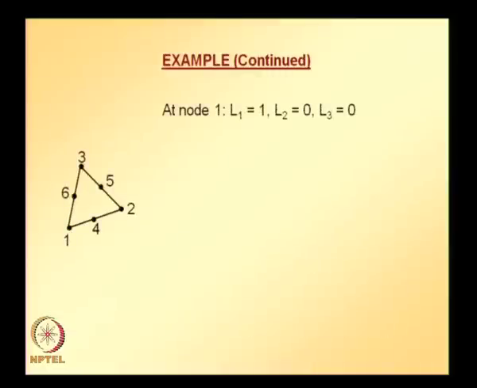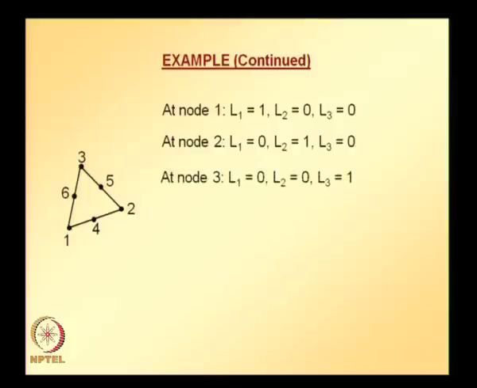At node 1, it is similar to the 3 node triangle: L1 is going to be 1, L2 is 0, L3 is 0. Now, at node 2 same thing as for the 3 node triangle, and at node 3 same again as for the 3 node triangle.